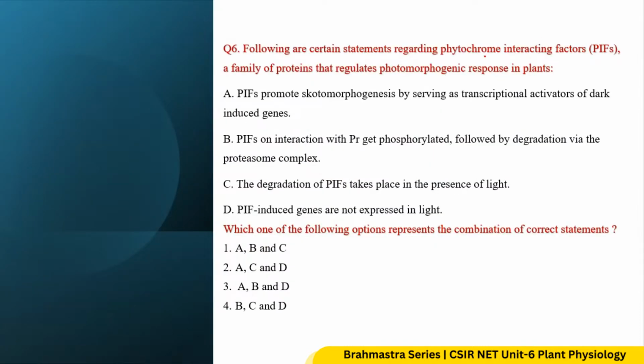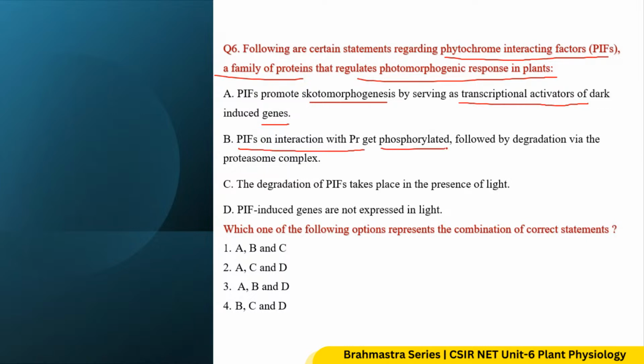Following are certain statements regarding phytochrome interacting factors, a family of proteins that regulates the photomorphogenic response in plants. PIF promotes scotomorphogenesis by serving as a transcriptional activator of dark-induced genes. PIF on interaction with PR gets phosphorylated followed by degradation via proteasome complex. Degradation of PIF takes place in the presence of light. PIF induced genes are not expressed in light. Identify the correct combination of statements from here.